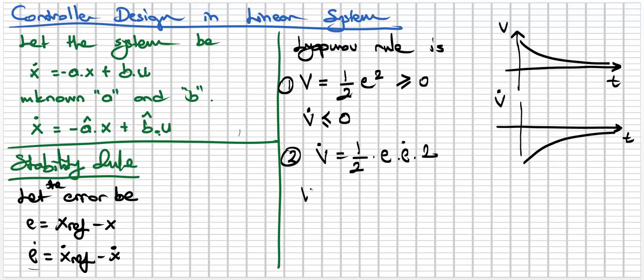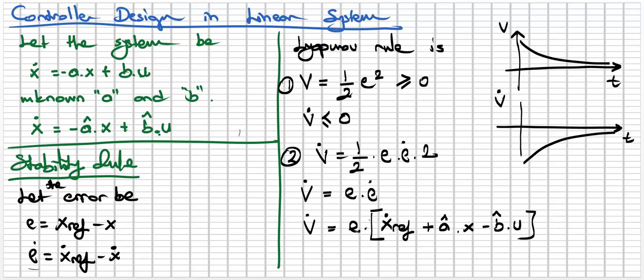Okay, and so V dot is equal to e times e dot. Or in other words, we can write it as e times x dot, which is given at this moment. So we have the reference value x ref dot here, minus x dot, and so plus a hat x minus b hat u. But we should also say that x dot is not equal to this one.